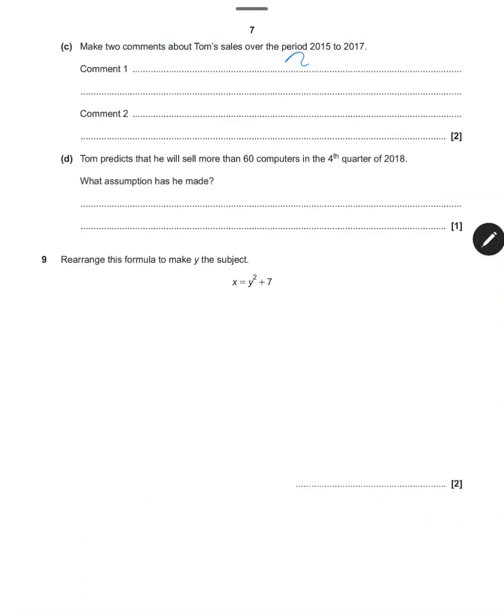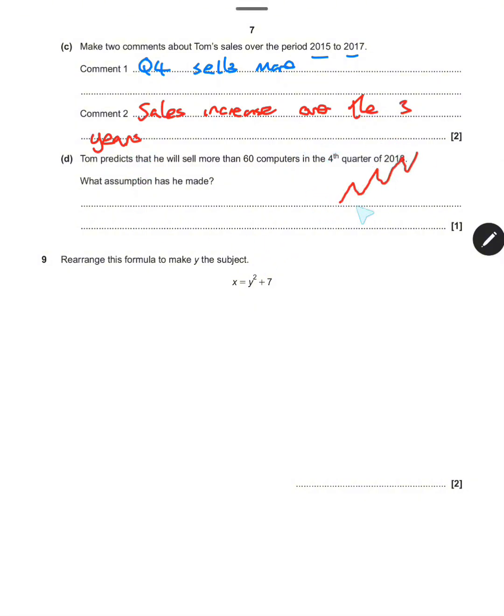Part C, it says make 2 comments about the sales from 2015 to 2017. Just quickly look back at the graph and you'll see what I'm about to explain. We can definitely say that in quarter 4, he sells more. Every time in quarter 4, we're at the top of the graph. So he's always selling more in quarter 4. And what we can also say is that the sales increase over the 3 years. The graph is kind of slowly going up and up and up. So he's slowly selling more and more computers.